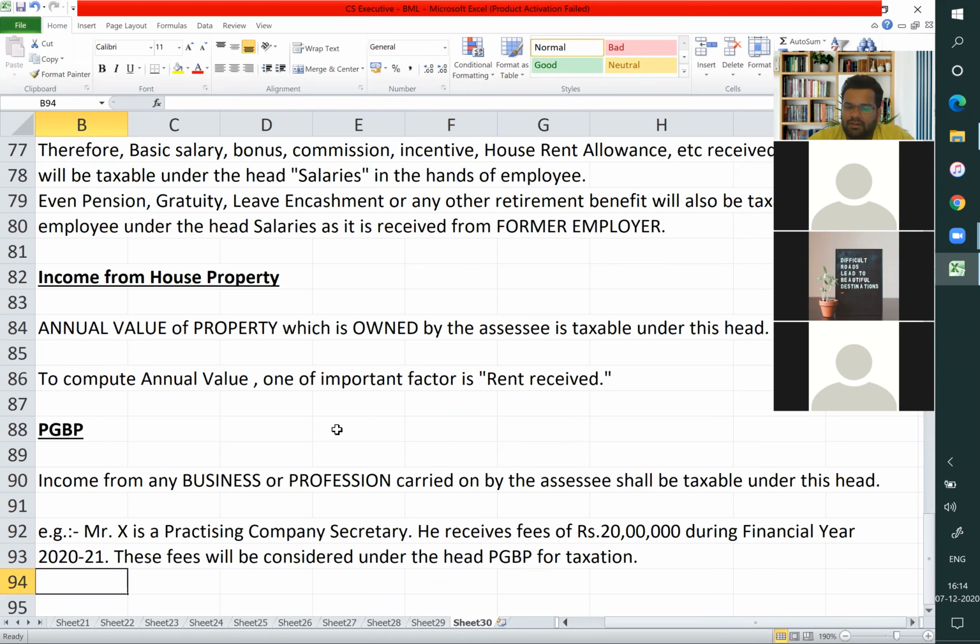So PGBP head of income is covered in which sections? Its charging section is 28, correct. But overall it is covered in section 28 to section 44. So this set of provisions will apply to calculate the business or profession income which is earned by Mr. X. Got the point?